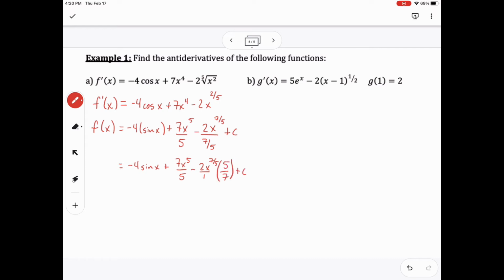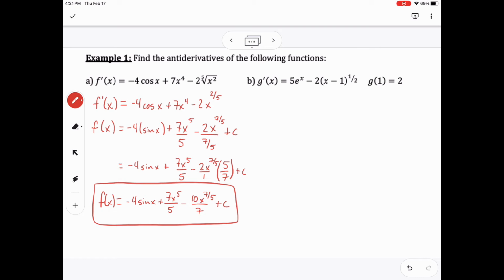Now, when I have a fraction in the denominator, I'm going to have to multiply by the reciprocal, so that's how I go from 7/5 to 5/7. And then I can multiply across. Now, with the negative 4 sine of x, there's nothing else to simplify. Same with the 7x to the 5th divided by 5. Nothing to reduce there. But now I'm able to get minus 10x to the 7/5 divided by 7 plus the c value. And since there's no value to help me find what c is, I'm just going to leave it in that form.